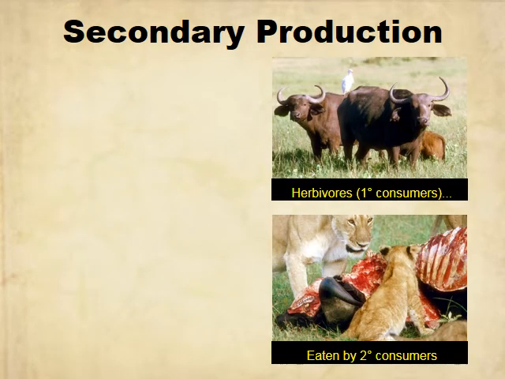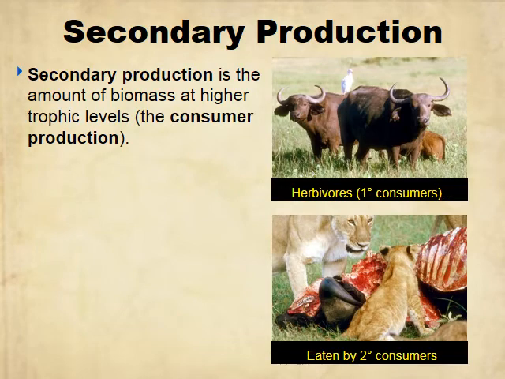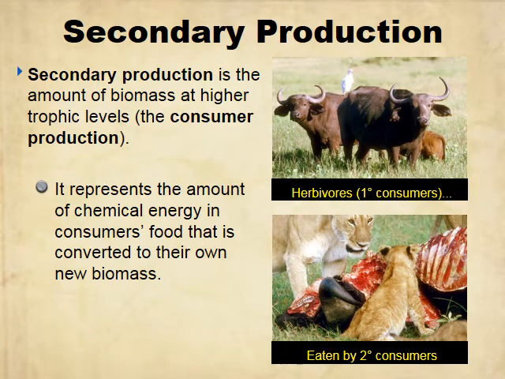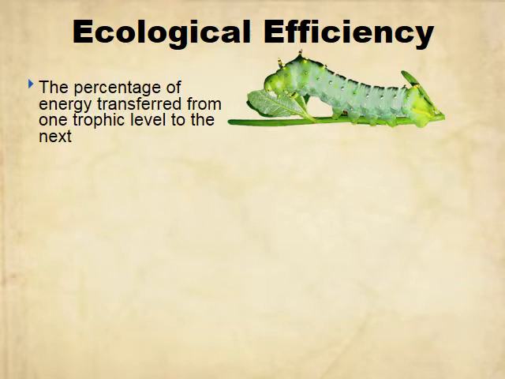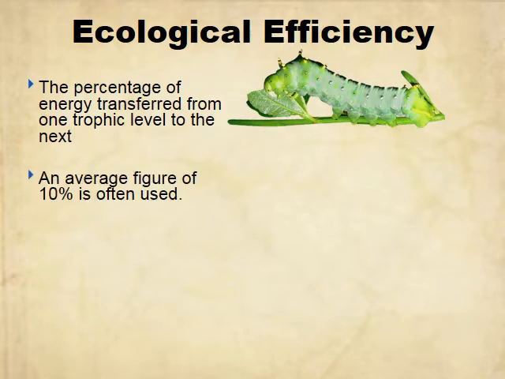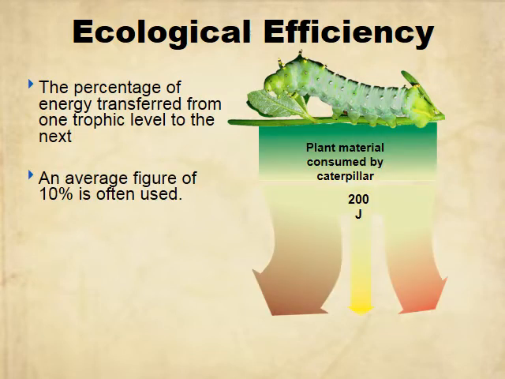So we just talked about primary productivity, and now you have secondary production, which is the amount of biomass at the higher trophic levels. So the amount of chemical energy that's consumed and is converted into their own biomass to then go up to the next trophic level. And we have something called ecological efficiency. We call this the rule of 10% basically in ecology. So this is the amount of energy that goes from one trophic level to the next trophic level. So about 10% of the energy goes up to the next trophic level, about 90% of it is lost.